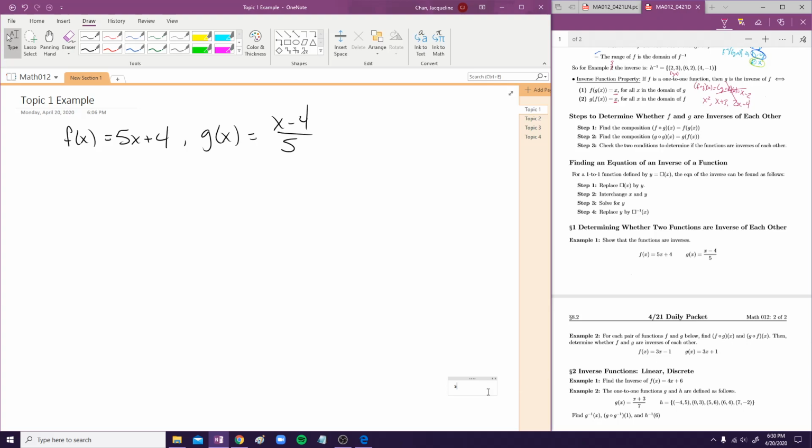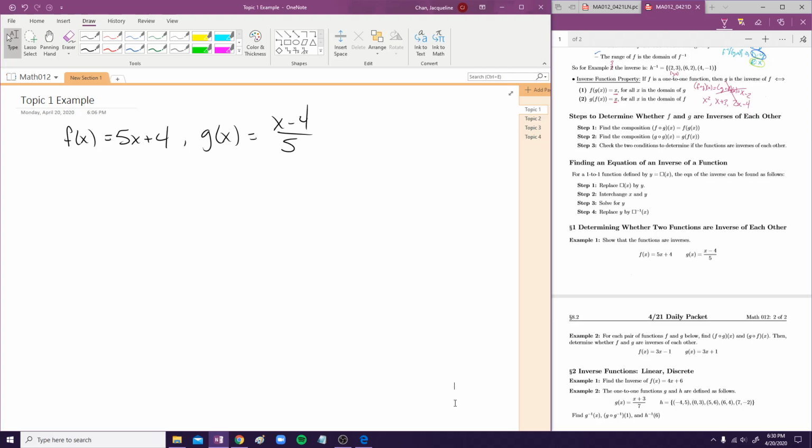Welcome back. So now what we're going to do after we learned all those notes and concepts is now we're going to apply them. So let's start with the first topic of the day, example 1. And so example 1, the directions say to show that the functions are inverses.